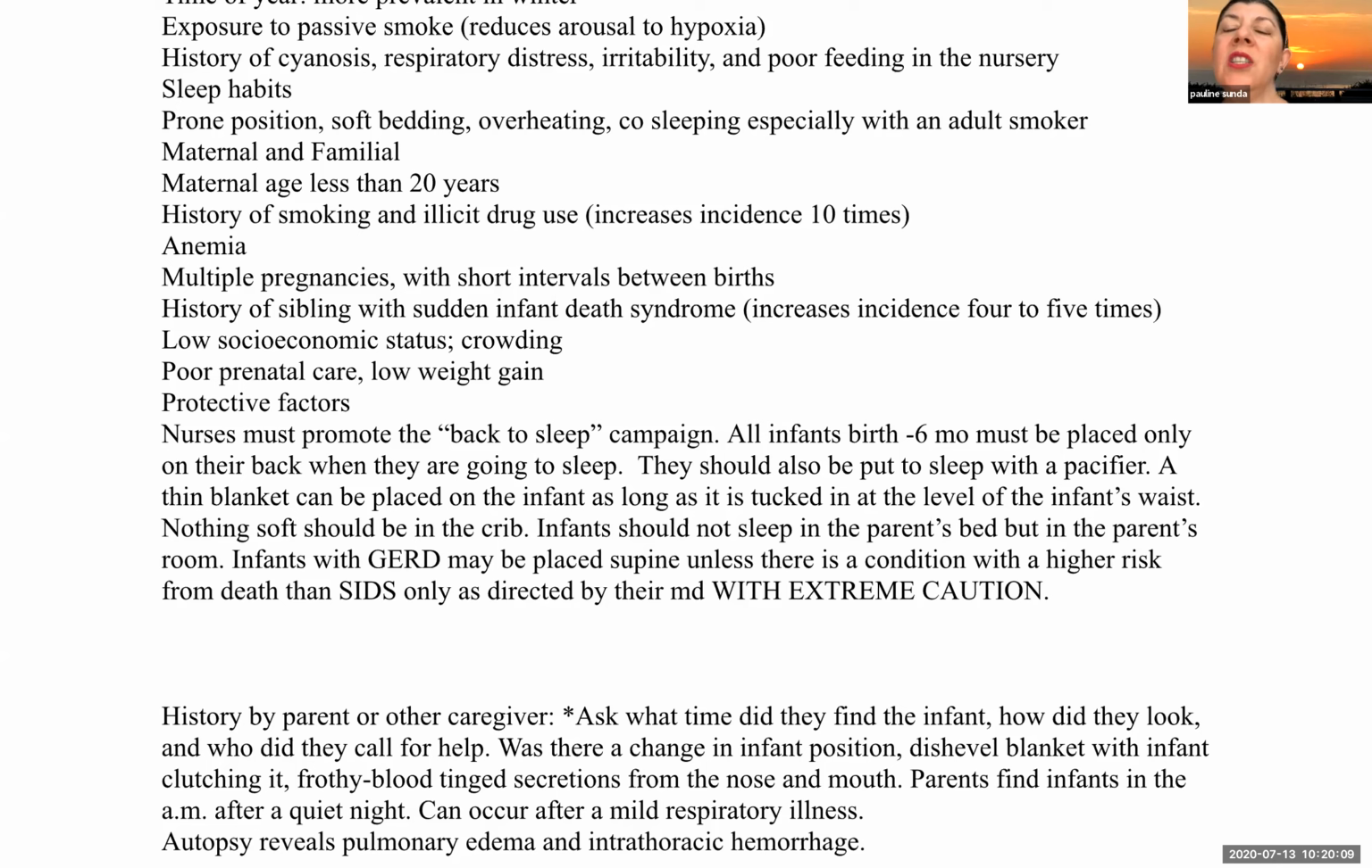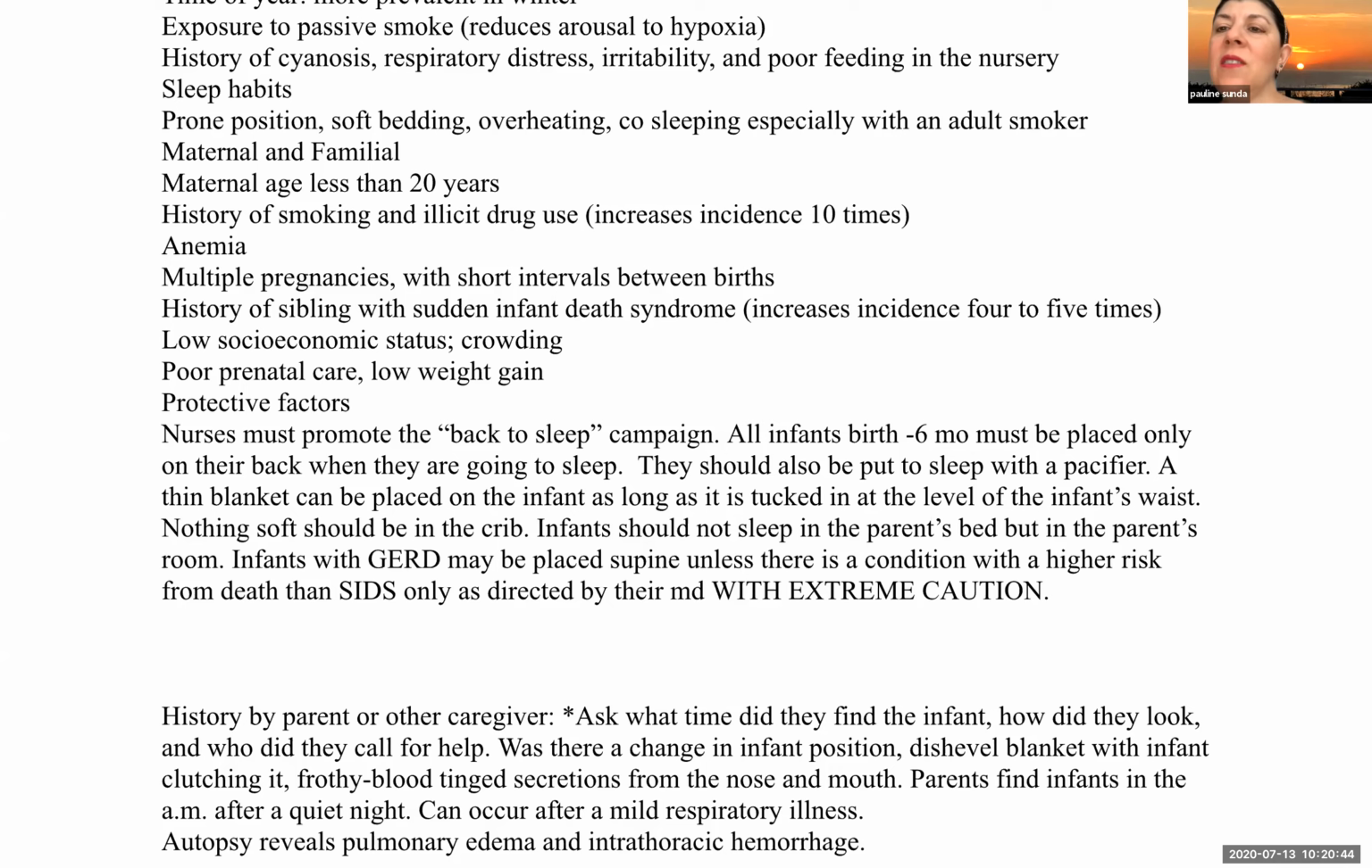Maternal and familial issues that can help to contribute to SIDS. Maternal age less than 20, a history of smoking and or illicit drug use, anemia, multiple pregnancies with short intervals between births. Is there a history of a sibling with sudden infant death syndrome? This actually increases the incidence 4 to 5 times. Do they live in a low socioeconomic status? Do they live in a crowded house or apartment? Poor prenatal care, low weight gain.